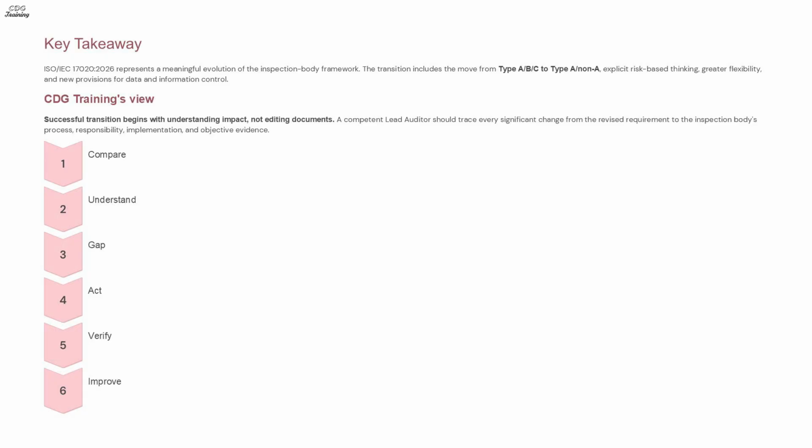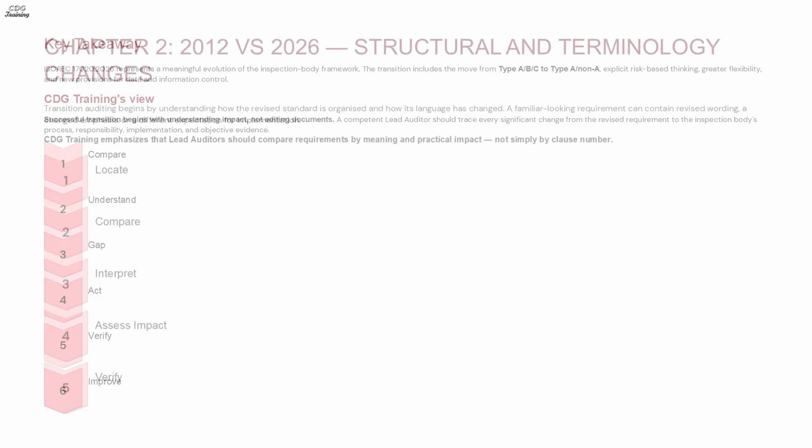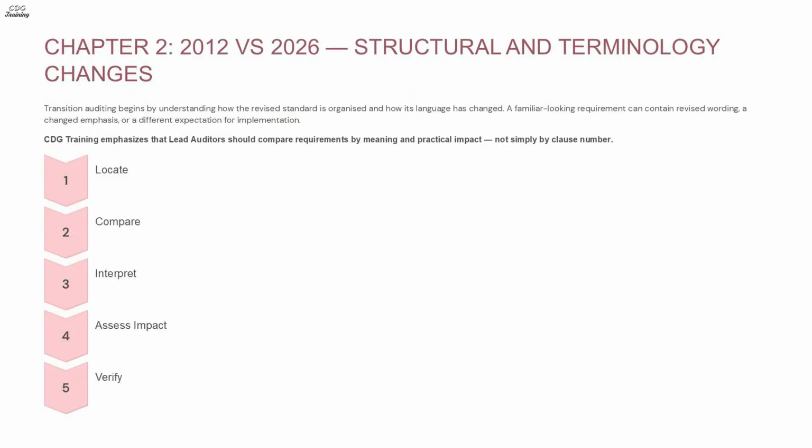Successful transition begins with understanding impact, not just editing documents. Transition auditing begins by understanding how the revised standard is organized and how its language has changed. A familiar-looking requirement can contain revised wording, a changed emphasis, or a different expectation for implementation. CDG training emphasizes that lead auditors should compare requirements by meaning and practical impact, not simply by clause number.